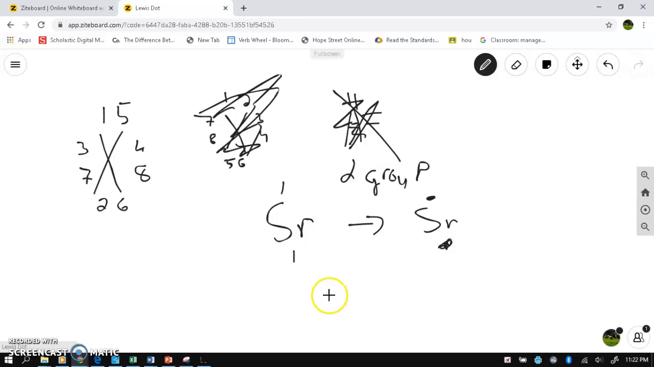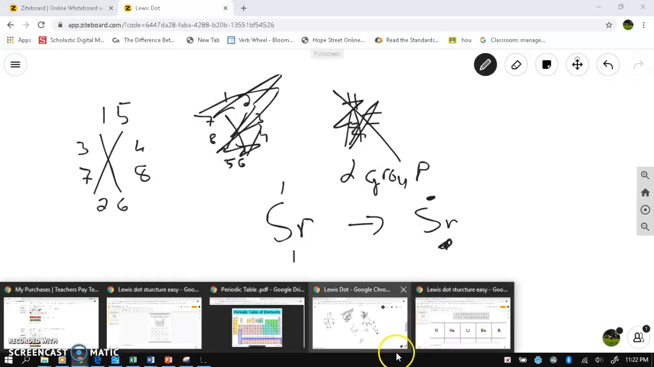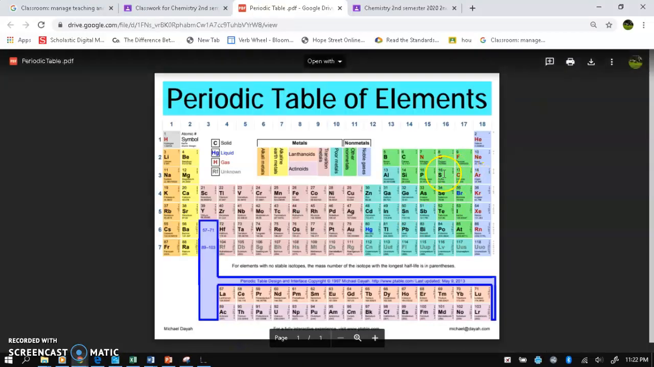Oh, 15 it is. So that is phosphorus. Now, if I were to go look at phosphorus, it is in group 15. So 1s2, 2s2, 2p6, 3s2, 3p, 1, 2, 3. Okay, let's check that again. 1, 2, 3, 4, 5.